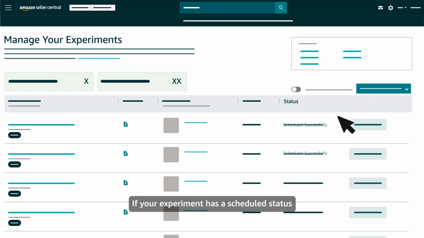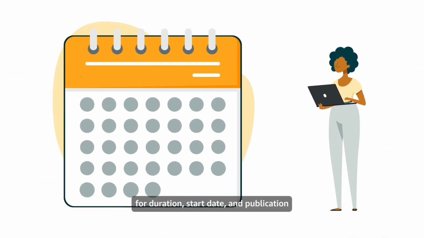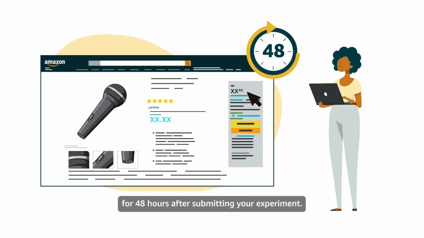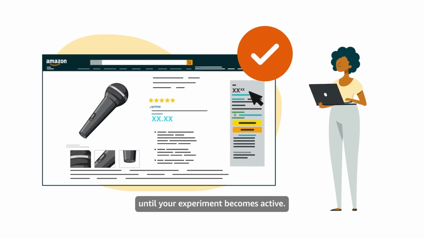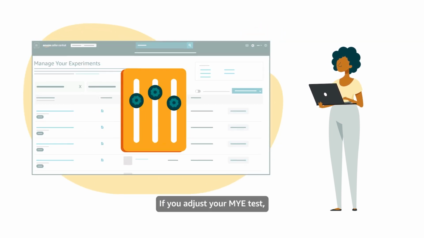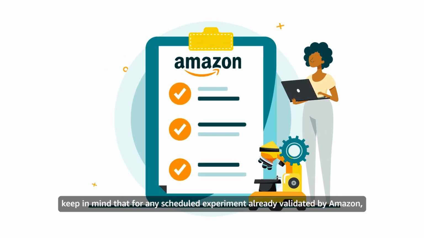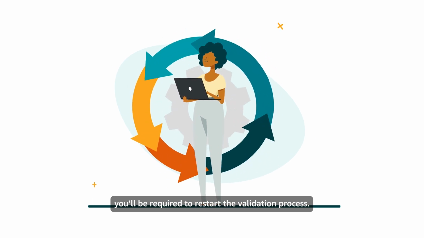If your experiment has a scheduled status, you're able to view its details and make edits. You'll only be able to deselect defaults for duration, start date, and publication for 48 hours after submitting your experiment. But you can make other adjustments until your experiment becomes active. If you adjust your MYE test, keep in mind that for any scheduled experiment already validated by Amazon, you'll be required to restart the validation process.